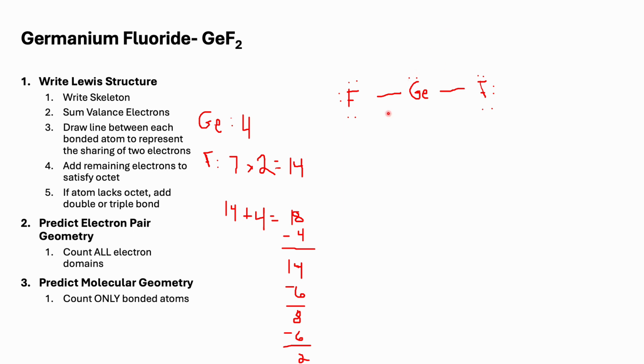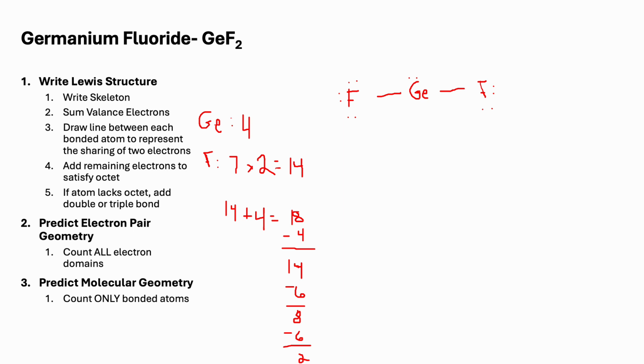So let's look here. Germanium, we know both of the fluorines do. We just filled in their octets. Germanium has 2, 4, 6. It is not satisfied with its octet, and it is also not an exception to the octet rule. So that means we need to draw a double bond. So what we're going to do is erase one of these lone pairs off of fluorine. So I'm going to erase that top pair.